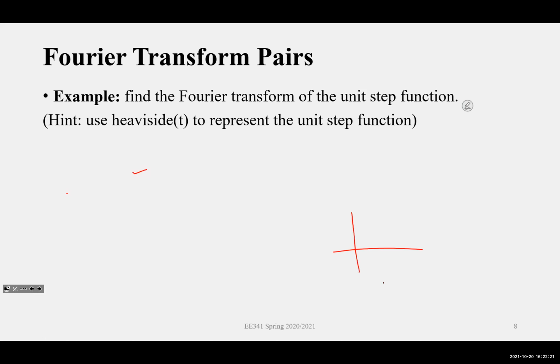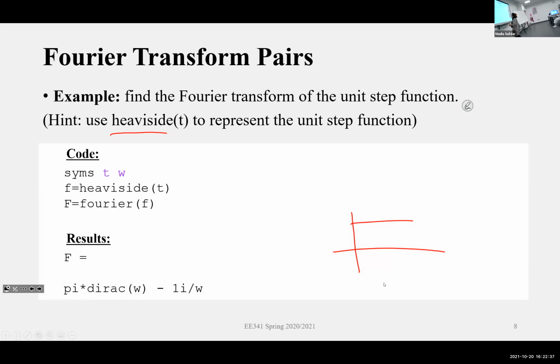So what is the unit step function? You all know this. And in the previous class, I told you that the name of the scientist who developed this unit step function is Heaviside. Okay, he actually developed this function. So how can we write the Fourier for this? Very simple. Just define the unit step function and then these two symbolic variables, and then just write the Fourier. You will get this: pi delta of omega minus i by omega. This is the Fourier transform of a unit step function. Okay.